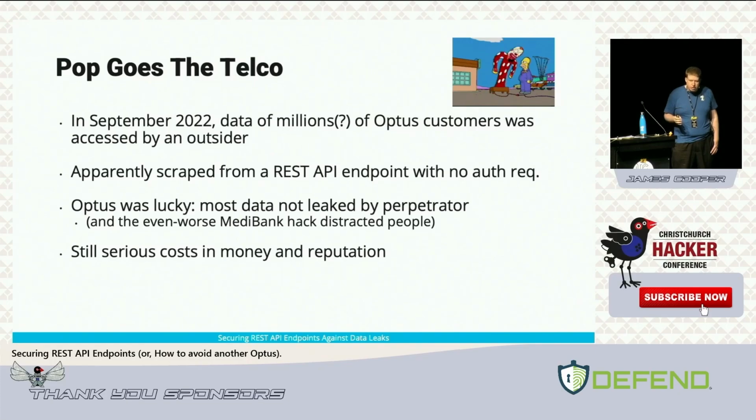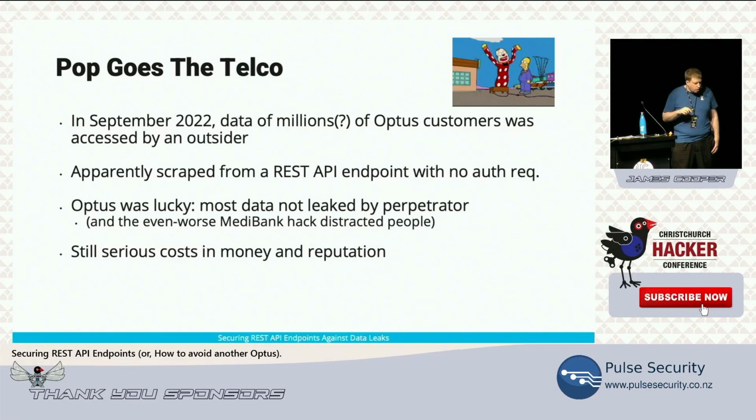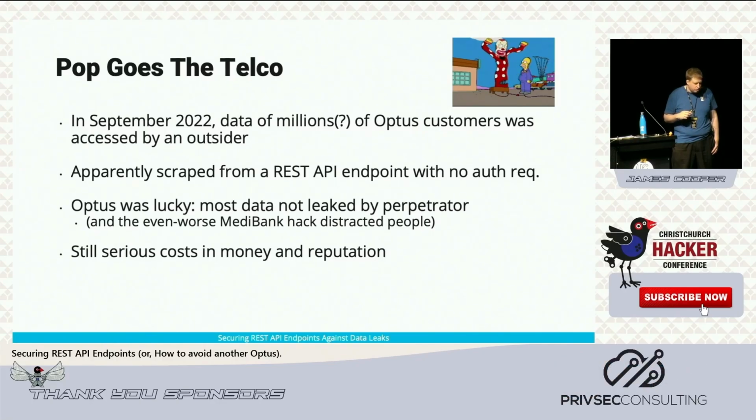So Optus was actually a bit lucky, because most of the data that was scraped actually wasn't leaked in the end. There were only 2,000 records. And the big Medibank hack that occurred about 2 weeks later actually distracted everyone. The Optus one kind of got forgotten until last week when they had huge problems. But even then, it was a serious cost of money, reputation, and eventually the CEO's job, because two big clangers in about the space of a year pretty much made the position untenable. Next slide, please.